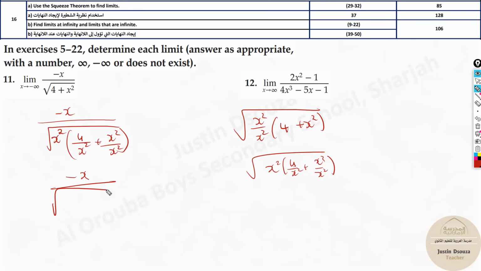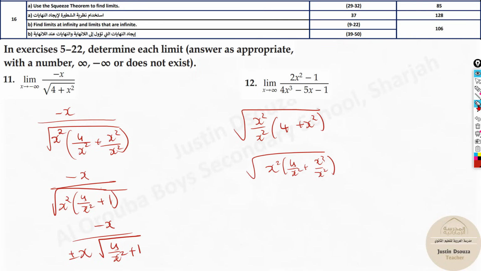Now, when we simplify this, what's going to happen? Minus x divided by root of x squared of what is this? It'll be 4 by x squared plus 1, isn't it? Now here, take this x squared outside. What happens? It's plus or minus x square root outside the square root. This root square cancels with this root, and outside will be only plus or minus x. And what is remaining? 4 by x squared plus 1.